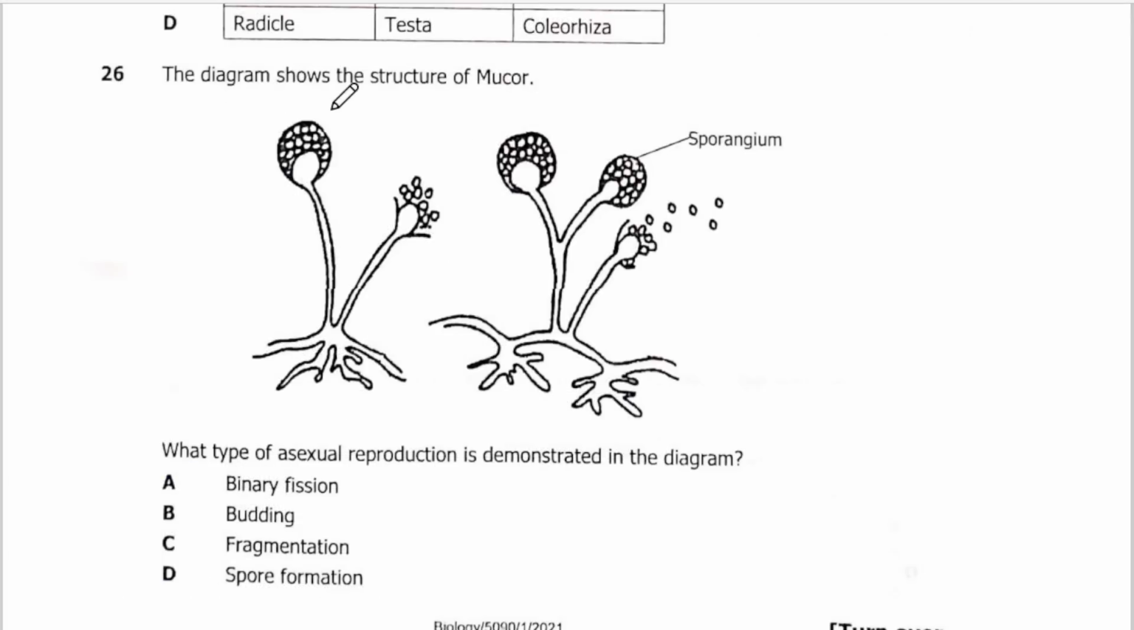26. The diagram shows the structure of mucor. So we have the mucor fungi here. What type of asexual reproduction is demonstrated in the diagram? So here the asexual reproduction is where we are forming spores inside the sporangium. So this is what is known as spore formation. So the correct answer was D.